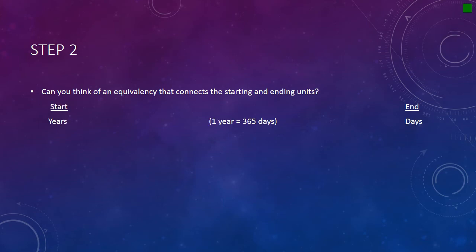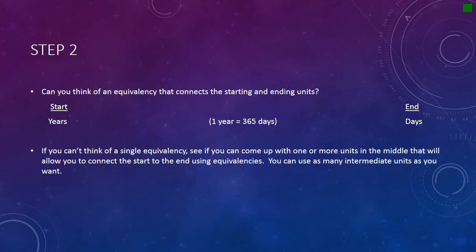We kind of know that 1 year equals 365 days, so that's good. But if there's not just one single equivalency we can come up with, we might be able to think of one or more units that are in the middle that allow us to connect those equivalencies, something you're less familiar with than time. But since we're doing time, let's think of some intermediates. What are some ones you can think of?